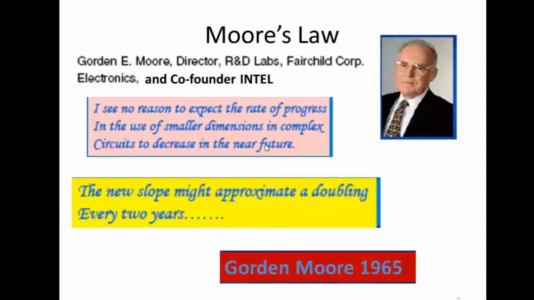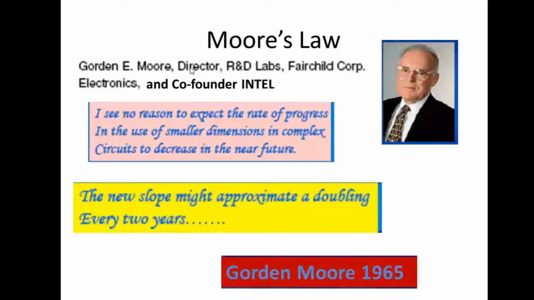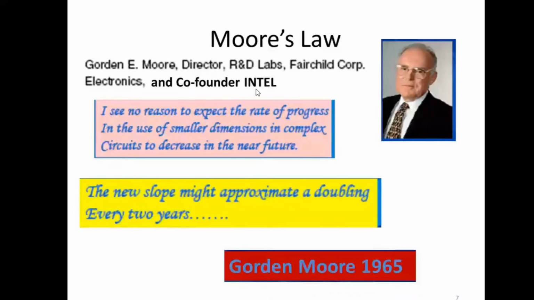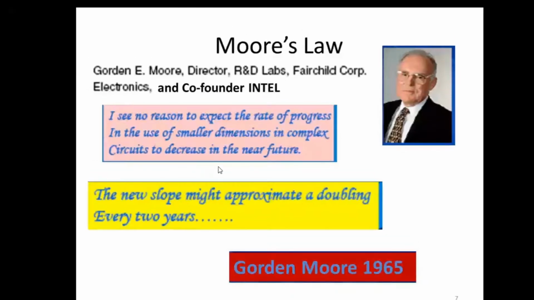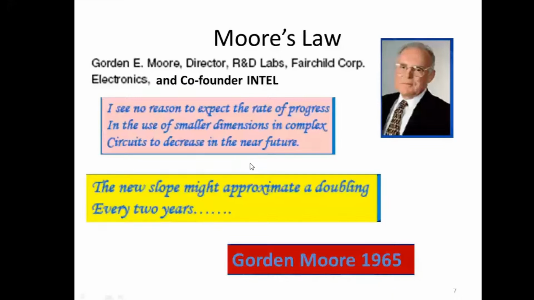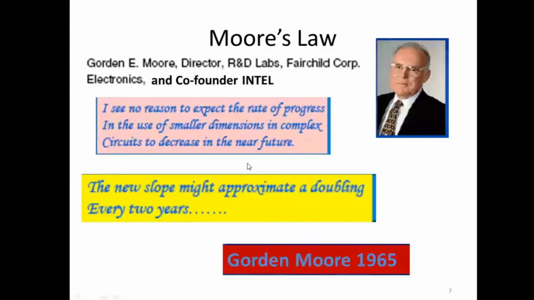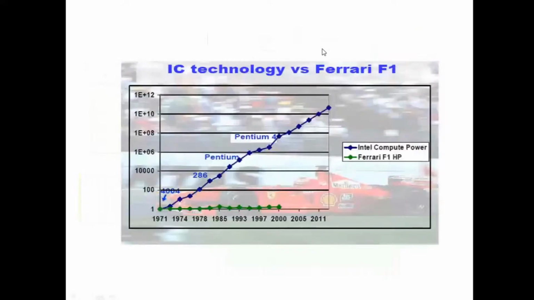In 1965, Gordon Murray, who was a director of Fairchild Corporation and later also co-founded Intel, observed that every 2 years, the number of devices on the IC doubled. This observation came to be known as Murray's law. As we can see in the graph, from 1971 to 2011, the number of devices on the IC went on doubling as per Murray's law, and we got better and better microprocessors. Compared to the development of the IC technology, the Ferrari engine development was very less.